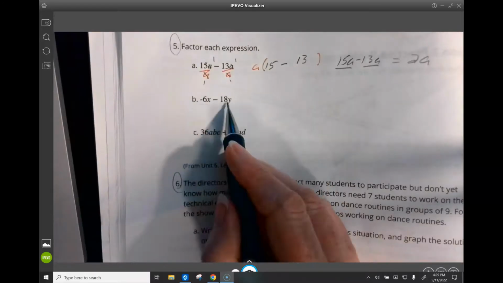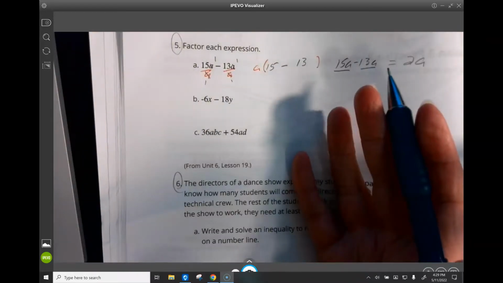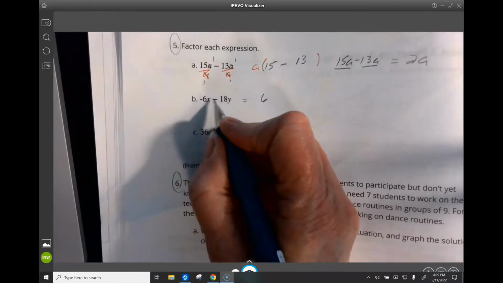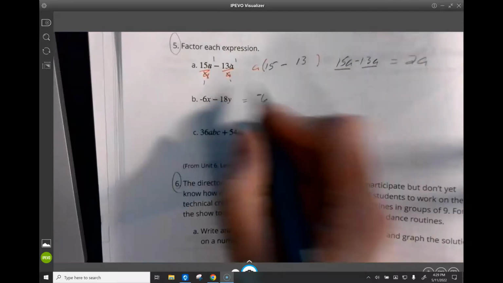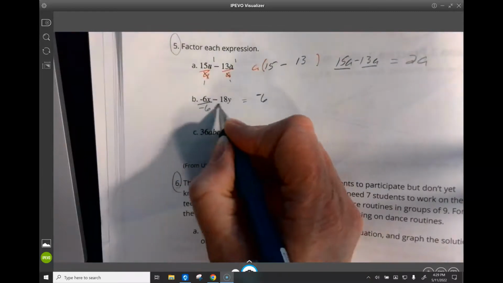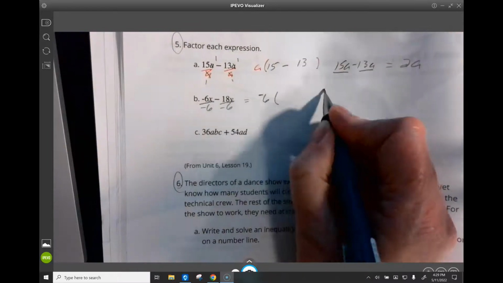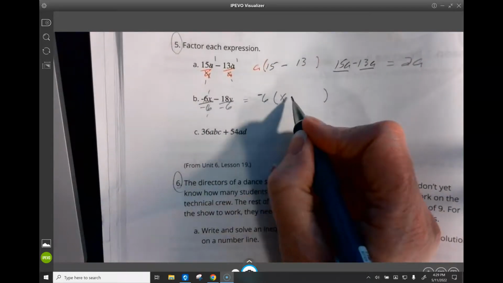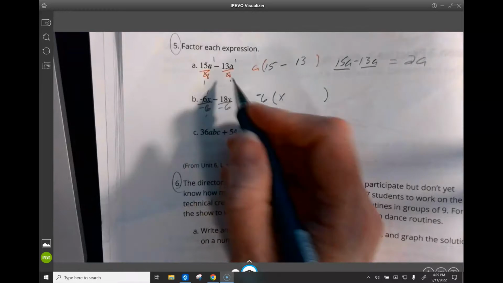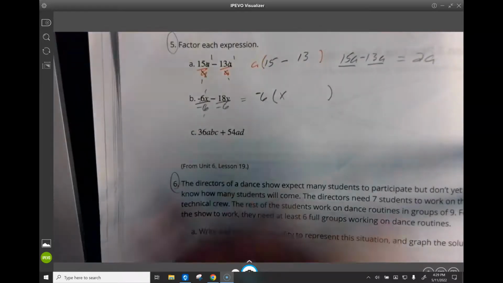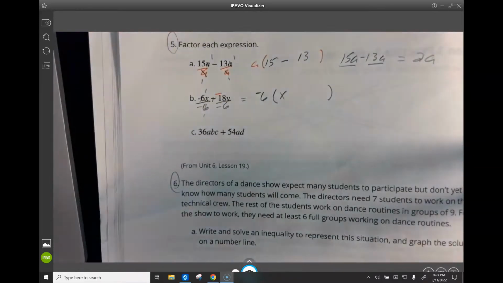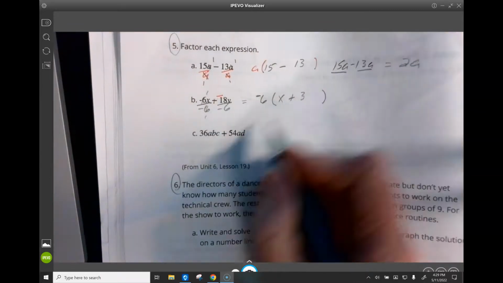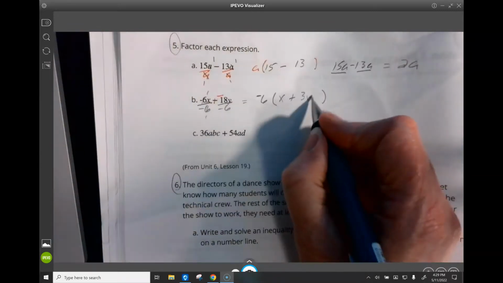B, what do they have both in common? What can they both be divided by? Right, they can both be divided by a 6. But see how they both have a negative? You can actually divide both of them by a negative 6. When I divide both of them by a negative 6, my 6 cancels. I have an X. Now I'm taking a negative, because I should have crossed my line and changed my sign right there. And when I take negative 18 divided by a negative 6, I get a positive 3. And I still have a Y.